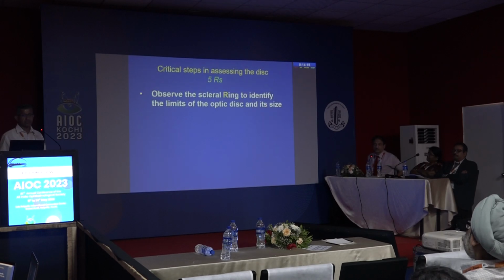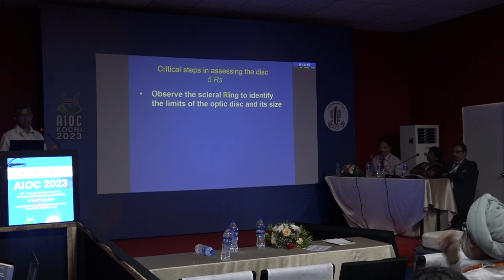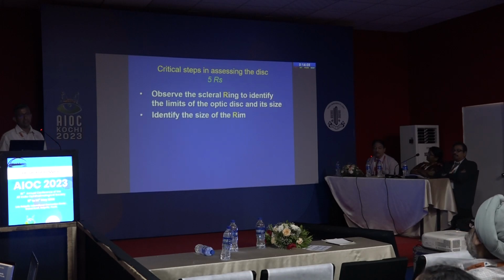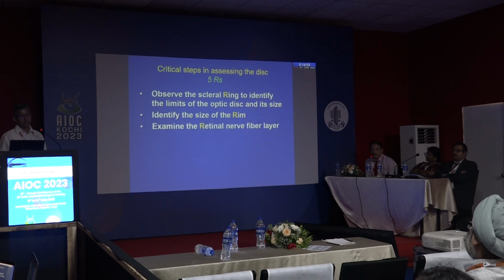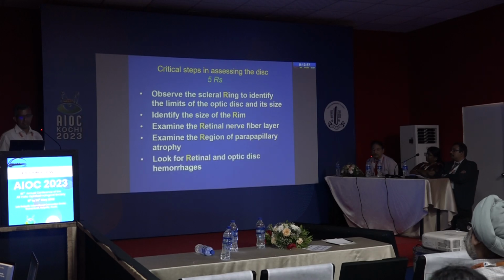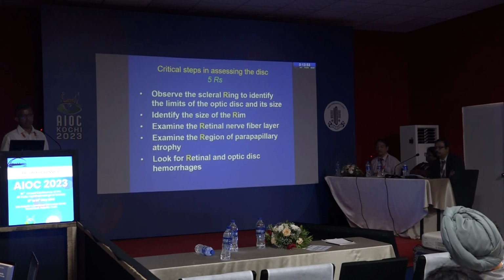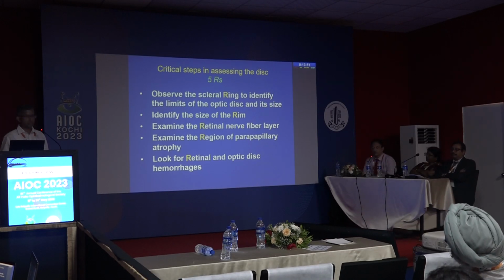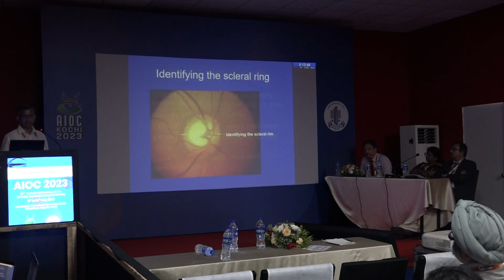It's very simple to look at the disc. You just need to observe the 5 R's. The first is to observe the scleral ring to look at the limits or the size of the optic disc. The next is to identify the size and the shape of the rim. The third is to examine the retinal nerve fiber layer. The fourth is to look at the region of peripapillary atrophy. And the fifth and the last one is to look for retinal and optic disc hemorrhages. So these are the 5 R's, and if you follow this, you can usually assess most discs accurately.